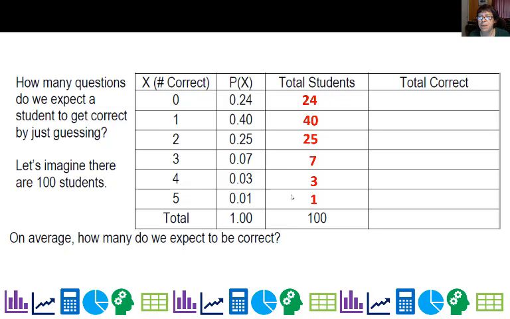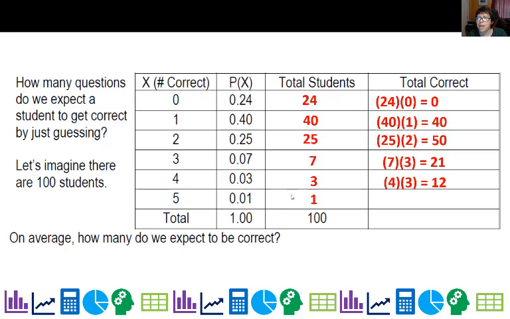So I could just say, okay, let me just count up how many total correct questions there are. Well, for the kiddos who got 0, that's still 0. For the 40 kids who got 1 question right, that's 40 questions that are right. And I'm talking about the total here, all right? The 25 kids who got 2, that gives me 50. The 7 kids who got 3 gives me 21. The 3 kids who got 4 give me 12. And the 1 kid who gets all 5 right gives me 5. And when I add those all up, I get 128.